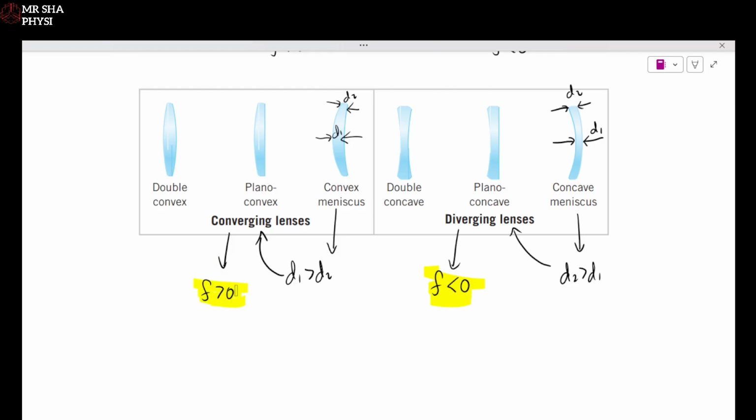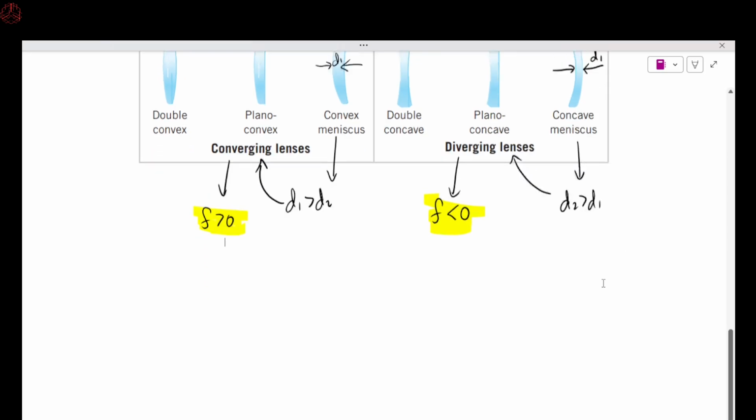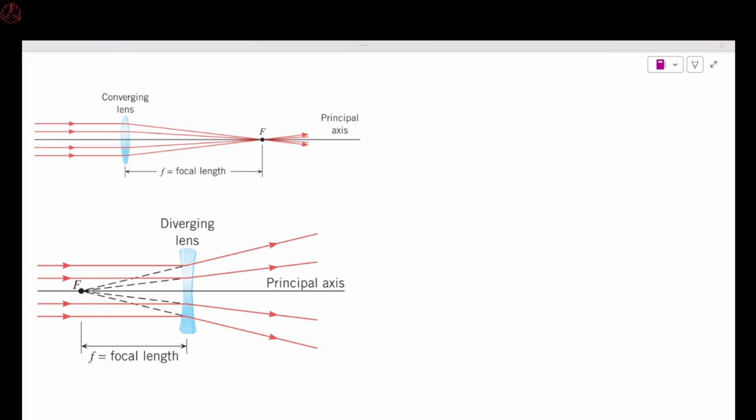Now, what do we mean by converging and diverging lens? A converging lens is when you send a bunch of parallel incoming rays. So these are all parallel. And then once they go through that converging lens, those light rays will be refracted such that they will meet at a point. That means they will converge at that point.